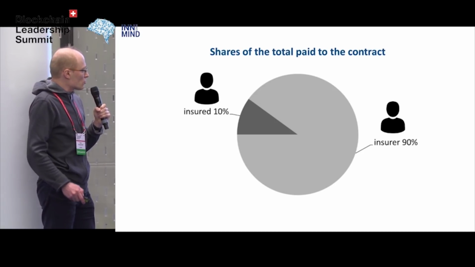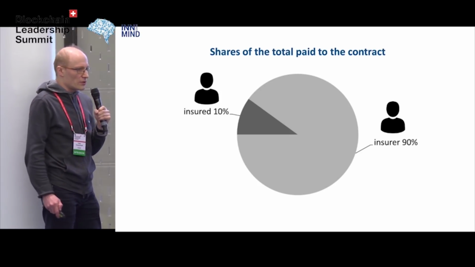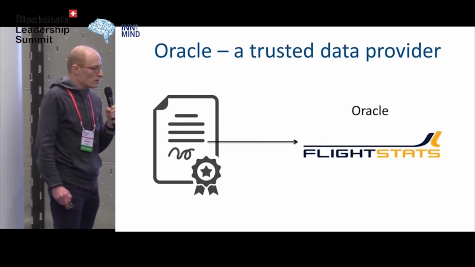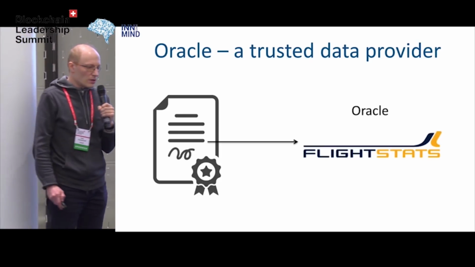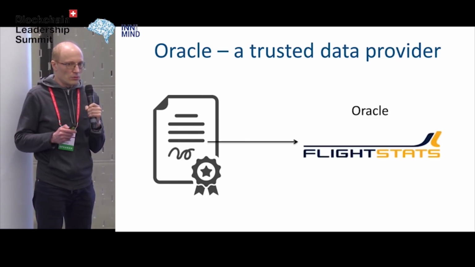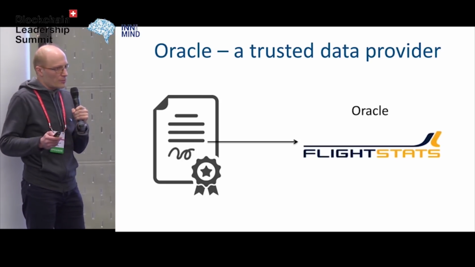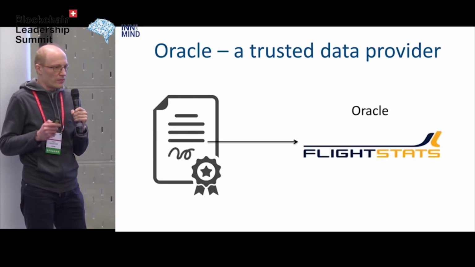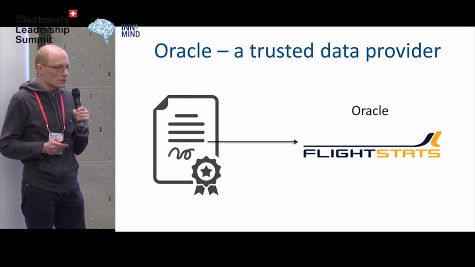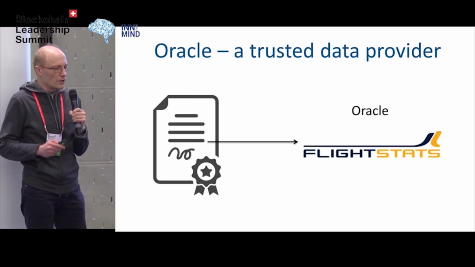And to know the actual delay of this flight, there is an oracle referenced in the smart contract, which is a trusted data provider, trusted by both parties. It is trusted to provide accurate data about the real delay of this flight. It is not a party of the contract. It is just a data provider who doesn't need to know anything about this contract. And its function is to import the data from the real world into the ledger.